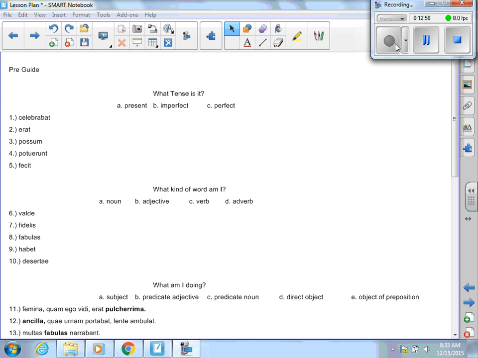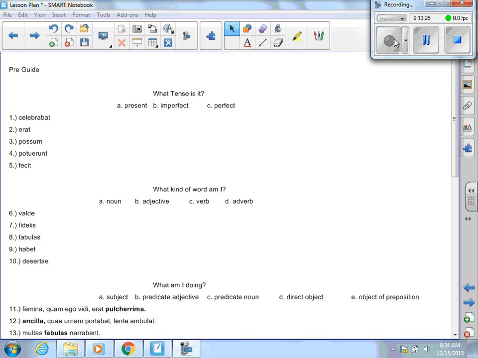6 through 10, answer those. What kind of word am I? Am I a noun? Am I an adjective? Am I a verb? Or am I an adverb? Number 6, laude is an adverb. Number 7, fidelis is an adjective. Number 8, fabulas is a noun. Number 9, habet is a verb. And number 10, deserti is an adjective.